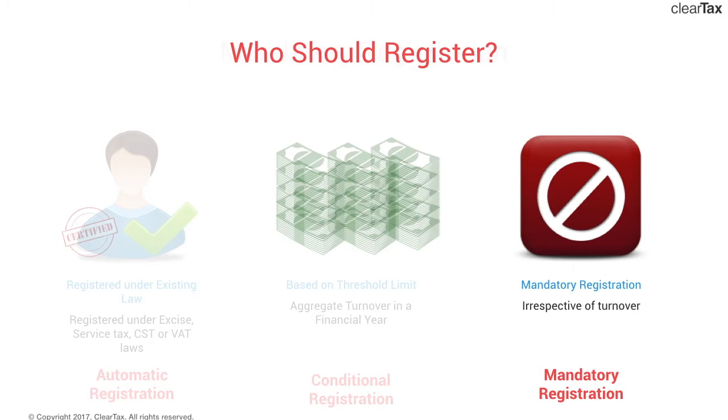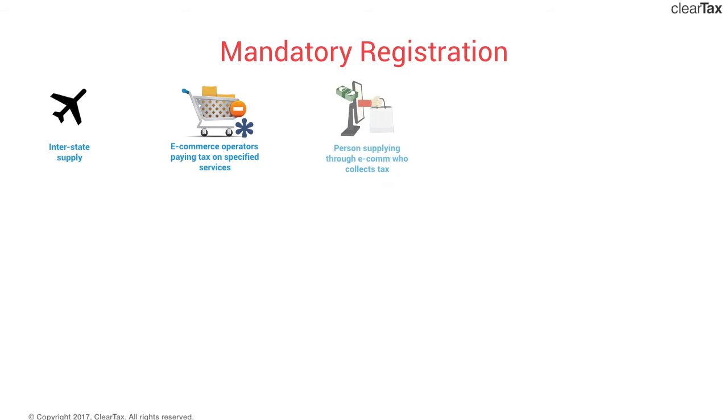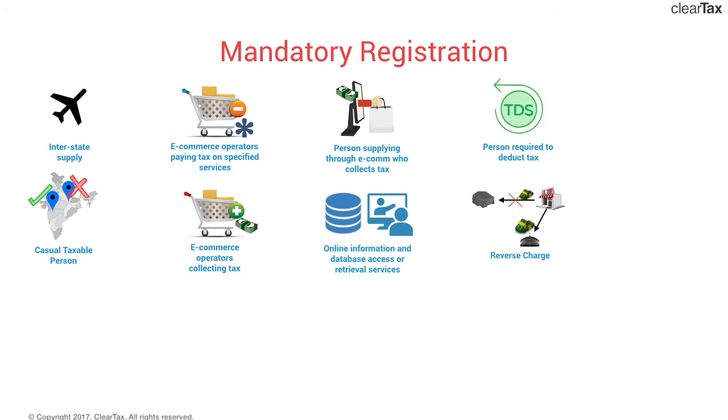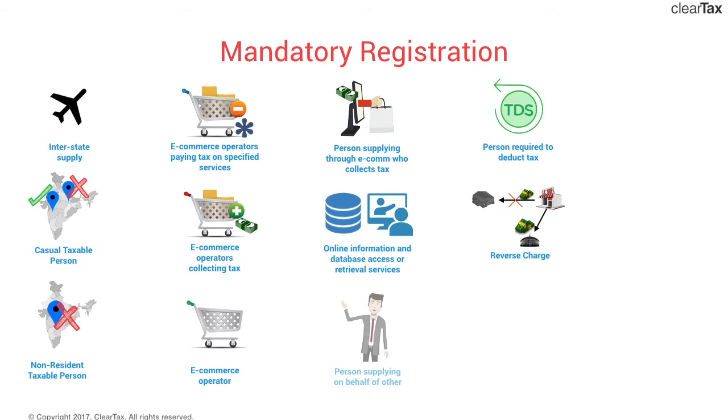a registration. So what are the subcategories under mandatory registration? There's interstate supply, e-commerce operators who are paying tax on specified services, person supplying through e-commerce operators, person required to deduct tax, casual taxable person, e-commerce operator collecting tax, online information and database access, reverse charge, non-resident taxable person, e-commerce operator, person supplying on behalf of others, and a few more.